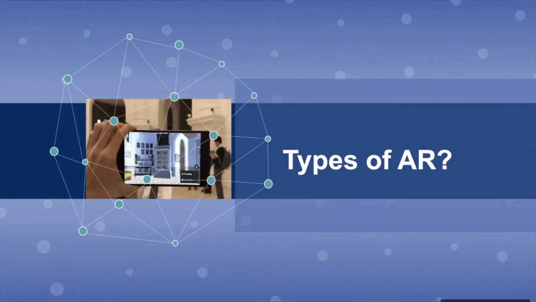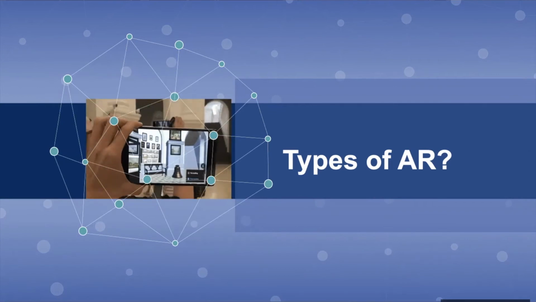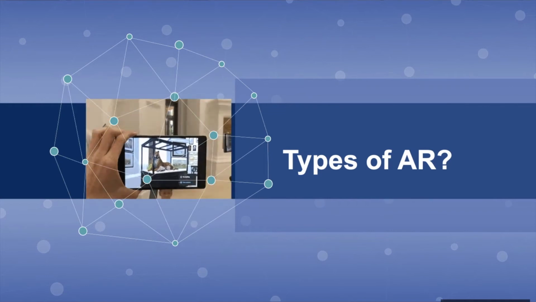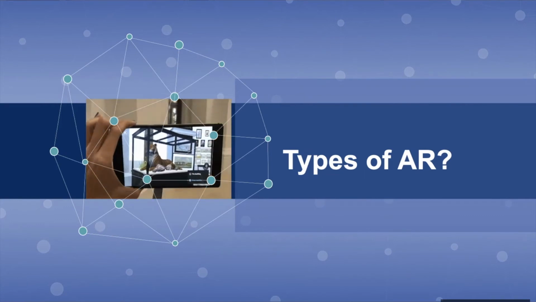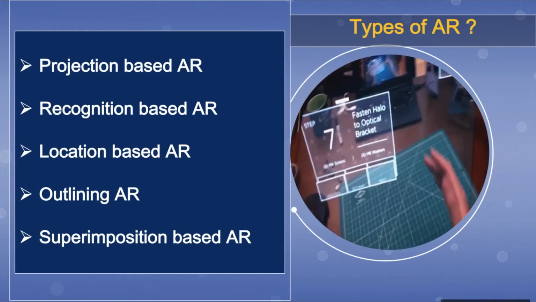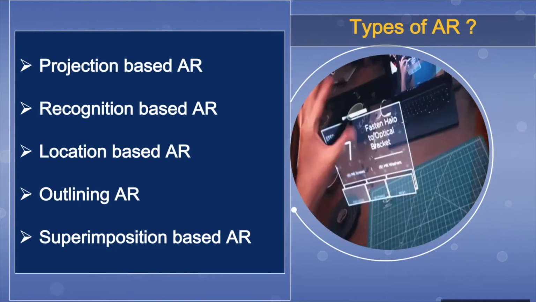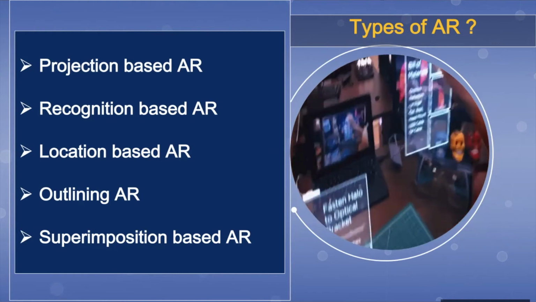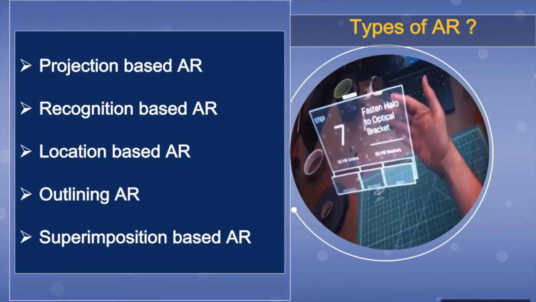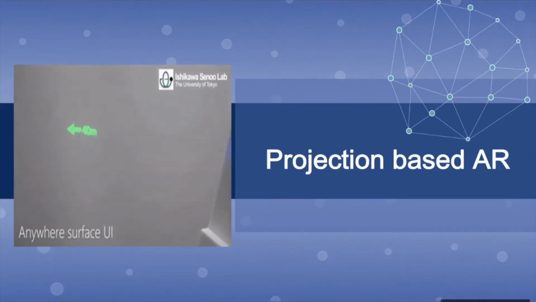The question is, okay, that is augmented reality, and we're talking about augmented reality. How many types do we have? There are multiple types. Number one is projection-based augmented reality, then recognition-based, location-based, outlining augmented reality, and superimposition-based AR. We have to go through all the types one by one, and we're going to discuss this in detail.